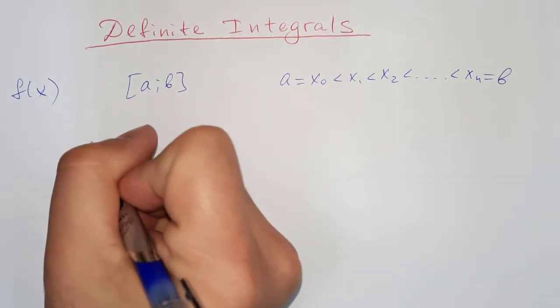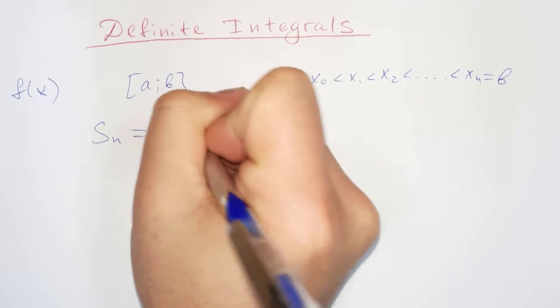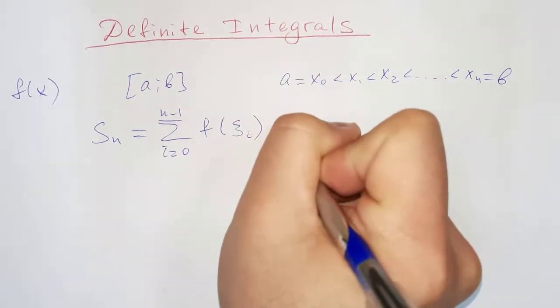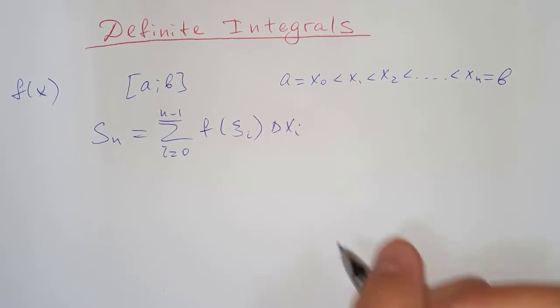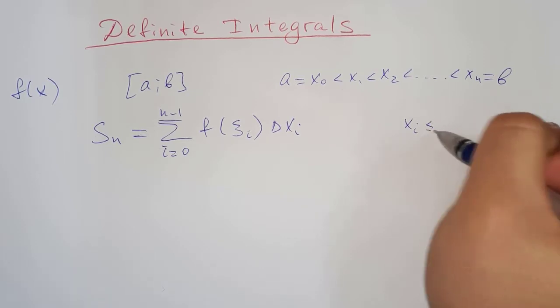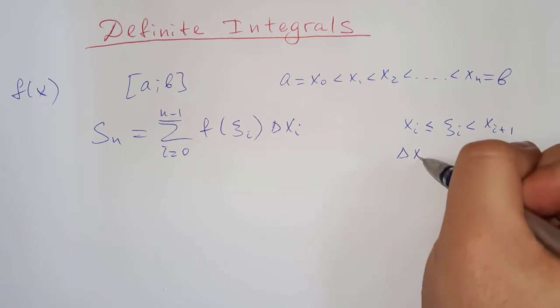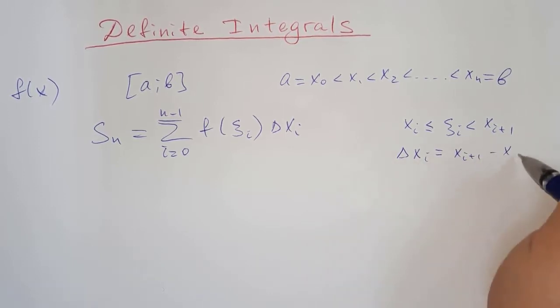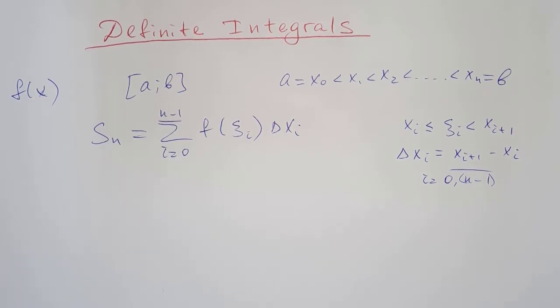A sum of the form, let's denote it by Sn, the sum from i equals 0 to n minus 1 of f of xi_i times delta x_i, we call the integral sum of the function f of x on the interval [a, b], where xi_i is any arbitrary point between x_i and x_i plus 1, and delta x_i is the difference x_(i+1) minus x_i, where i goes from 0 to n minus 1. Now this we call the integral sum of the function.